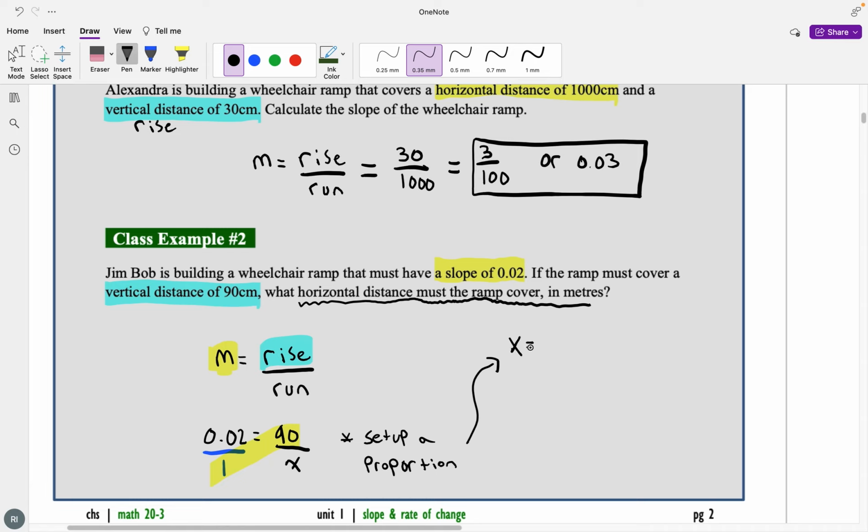X is 90 times 1 divided by 0.02. The value of x that you get should be 4,500 centimeters. 4,500.